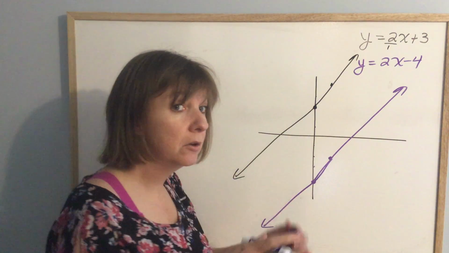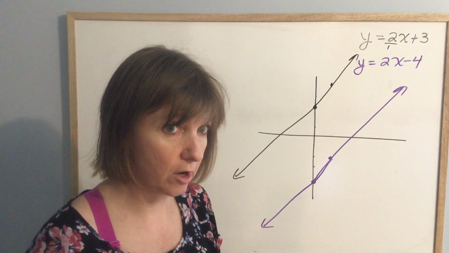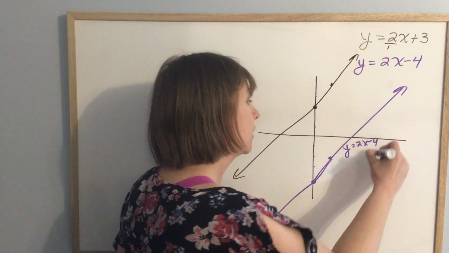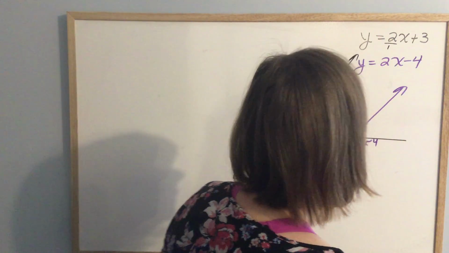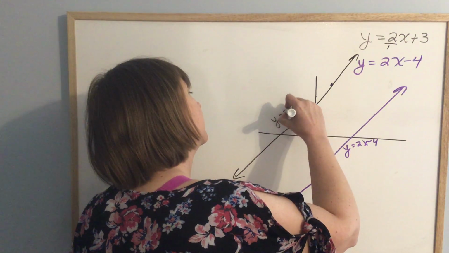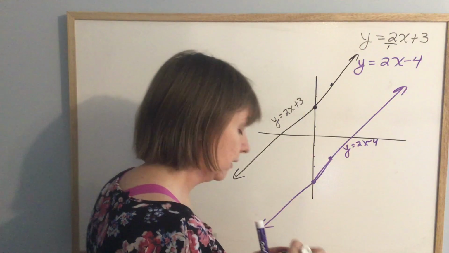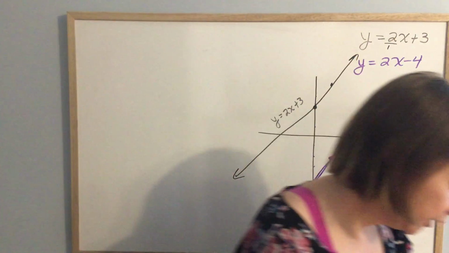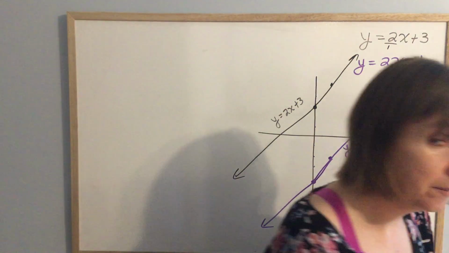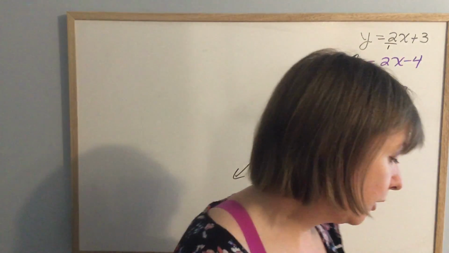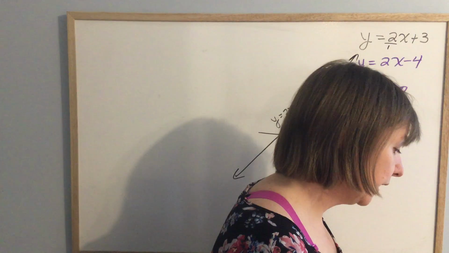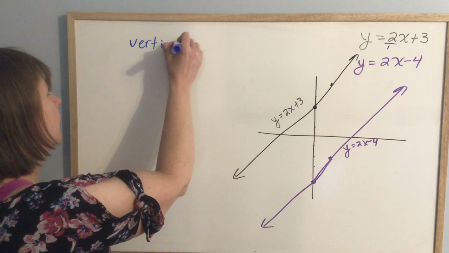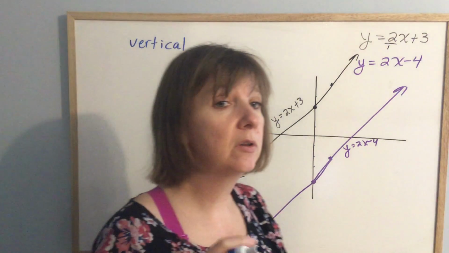So I have them color coded to try and keep all of this straight. So this is purple, y is 2x minus 4, and this is black, y is 2x plus 3. So they're actually going to ask me for 3 different things. 2 of them are actually pretty simple. So they're going to ask me find the vertical distance between the 2 of them. So this is the first thing they ask for, find the vertical distance between the 2 of them.